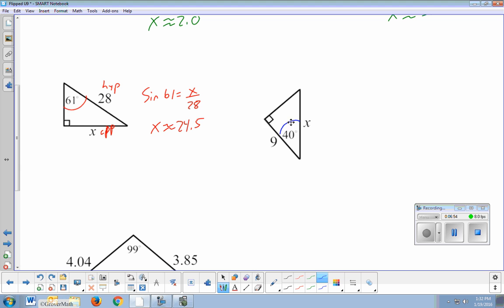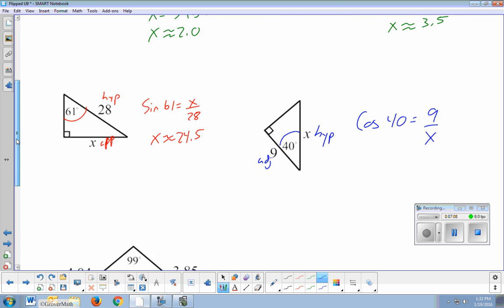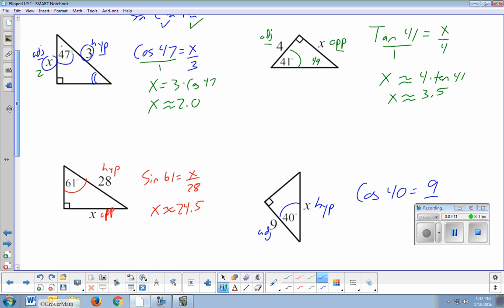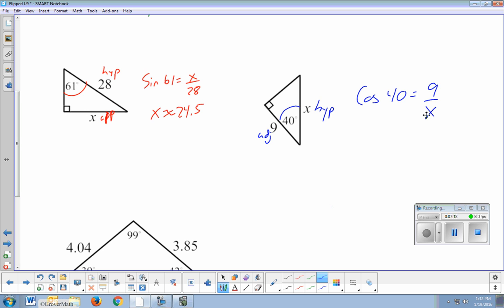From 40, this angle's perspective, well, this is the hypotenuse no matter what, and this is adjacent to that. So that would be the cosine function. Cosine 40 equals adjacent over hypotenuse, 9 over x. All right, so in the three problems above this, x was the numerator: x over 3, x over 4, x over 28. This is the first time we're seeing x in the denominator. That's still okay. We still proceed the same way.